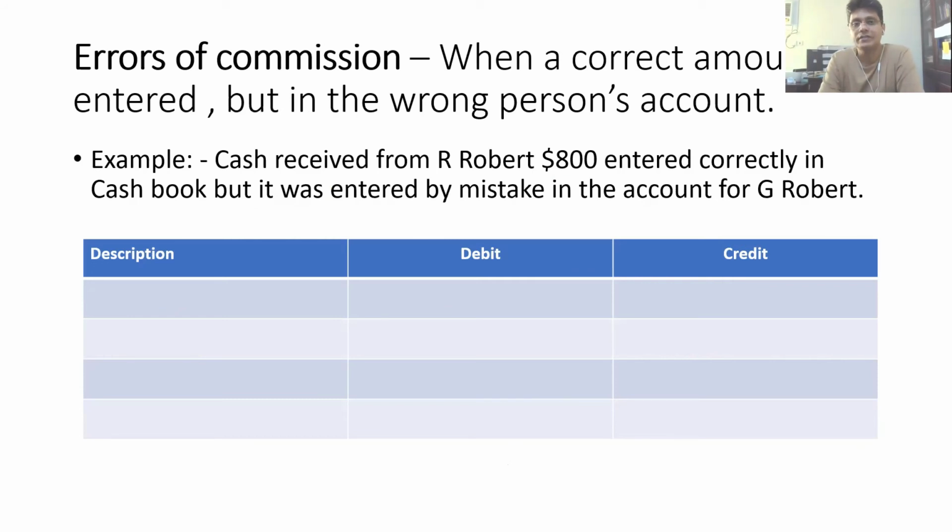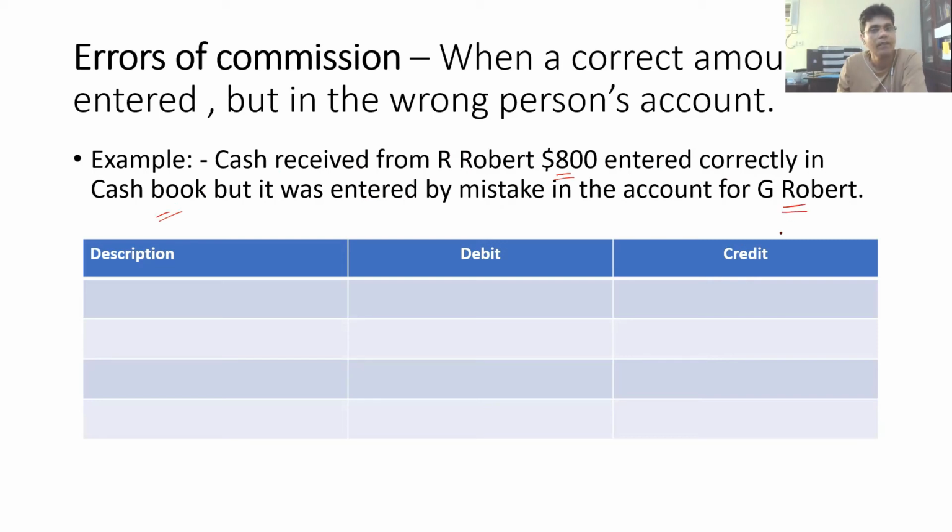Okay. Then the last one, errors of commission. So what is errors of commission? When a correct amount is entered but in the wrong person's account. Okay, this is also very easy. It's like a principal error. Cash received from R. Robert, 800, entered correctly in the cash book, but it was entered by mistake in the account of G.